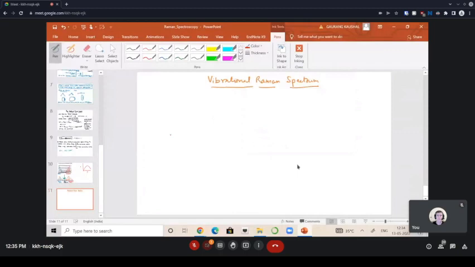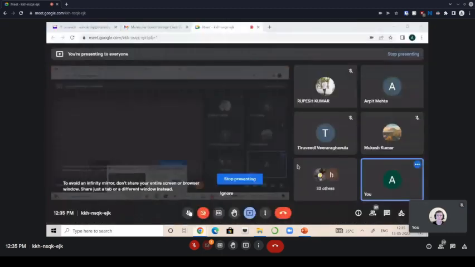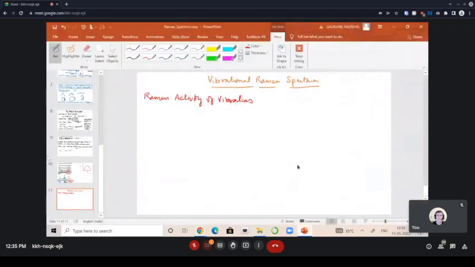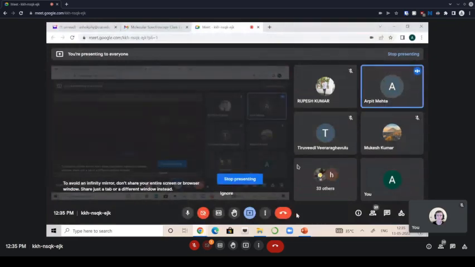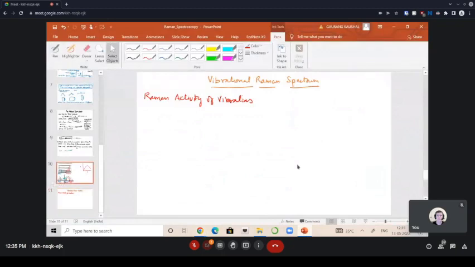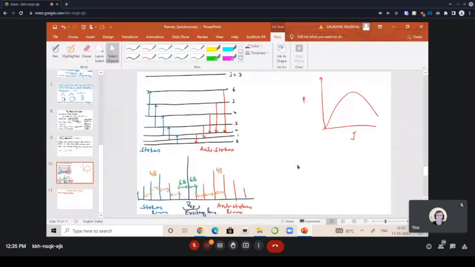Sir, is there any probability of Stokes lines and anti-Stokes lines? Because, sir, as the J value increases, the rotational energy of the molecule increases, so in that case Stokes line is more preferred. That is what I was saying, that in the case of the rotational spectrum the probability is like this. When you increase this J, at a particular value of J this probability, or you can say population, you can say the intensity of that particular spectral line will be maximum.